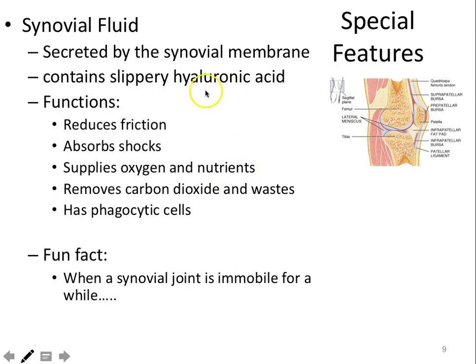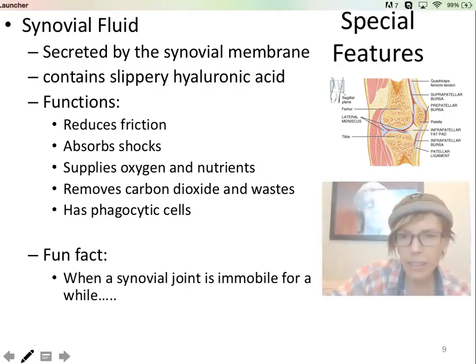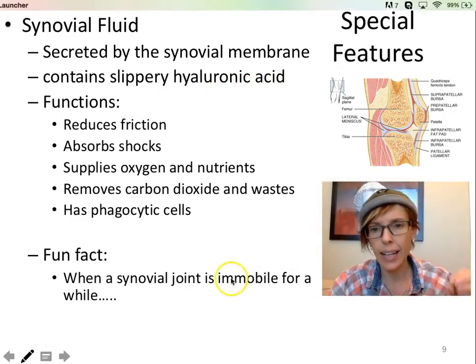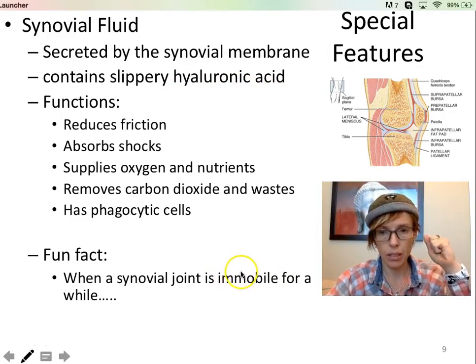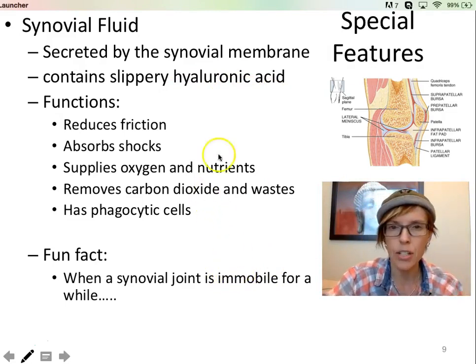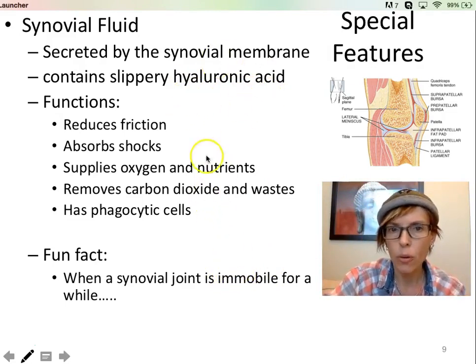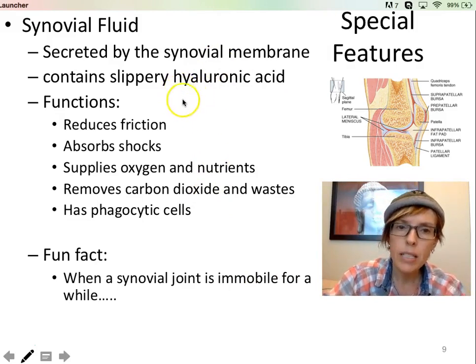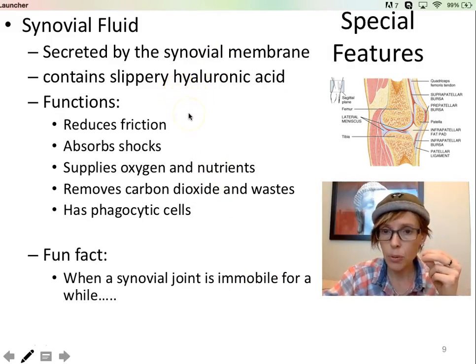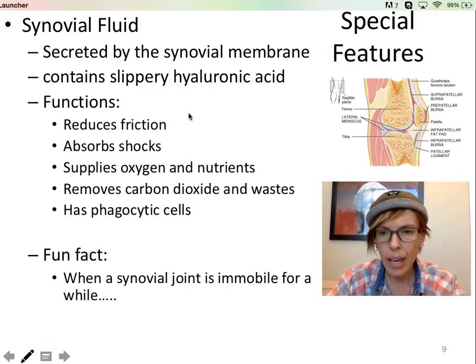Okay. It's going to contain this special slippery substance called hyaluronic acid. It's a type of acid, I should say. Let me back up. It's not exactly like an acid, like it's not going to all of a sudden break something down. It's not like a high pH kind of thing. It's simply the term for it. But basically, it is very slippery. It has the consistency of egg white.